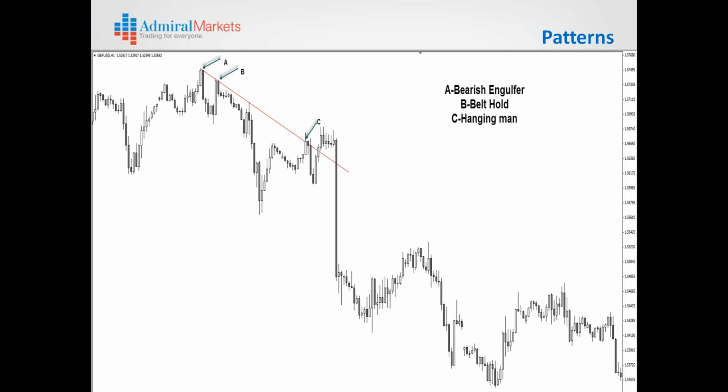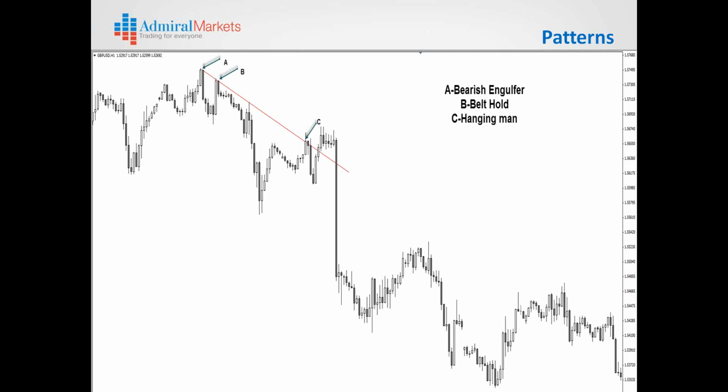And when I spot the pattern, I wait for retracement. In this case, I would wait for a small retracement as close to this trend line as it can be, and then enter, because this pattern is a confirmation of bearish trend. We have a trend line here, and then we can just wait for a candle to retrace a bit, next candle to retrace a bit, and then we can enter a trade. Or we can wait for a break of this belt hold low to actually enter a short trade.